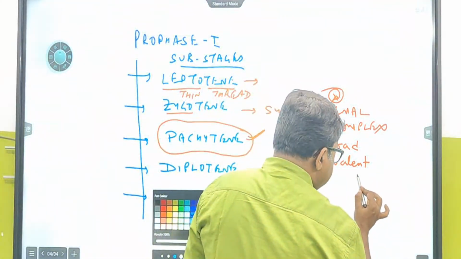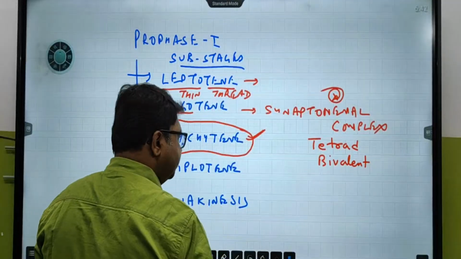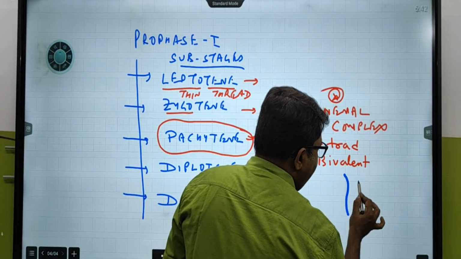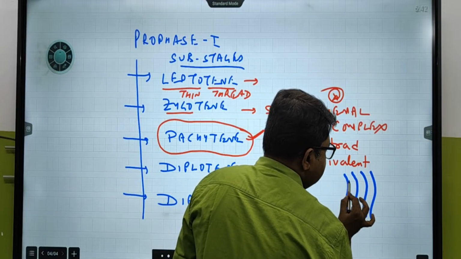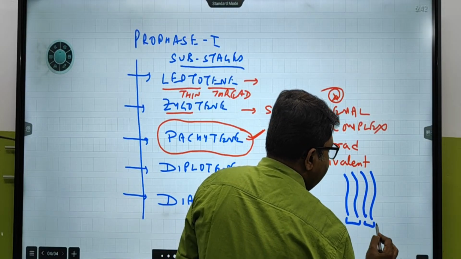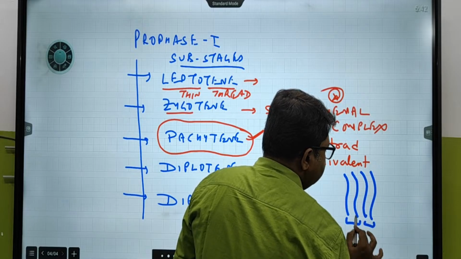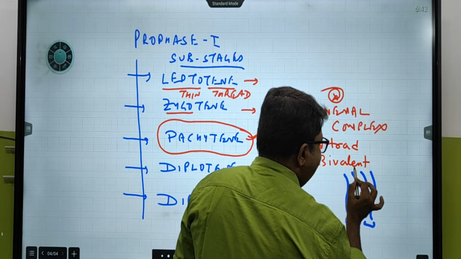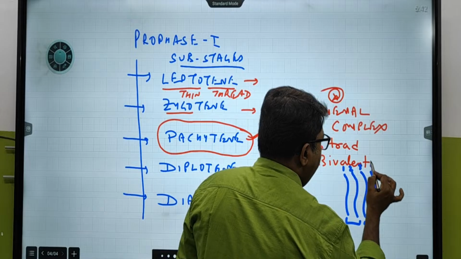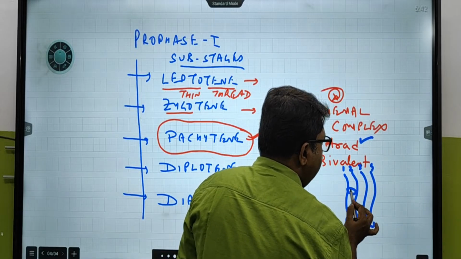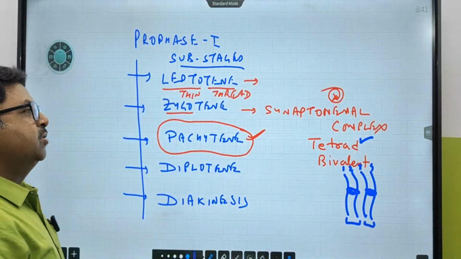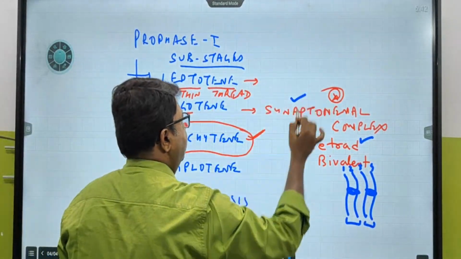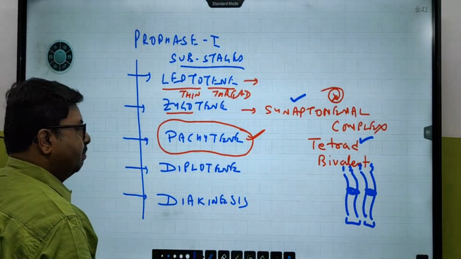How many chromatids? Four chromatids. But chromosomes are two of them. So two chromosomes, but how many chromatids? Four. So as they are 1, 2, 3, and 4 chromatids, we call it tetrad. But how many chromosomes? Two. So it's called bivalent. This occurs due to the formation of the complex called synaptonemal complex.